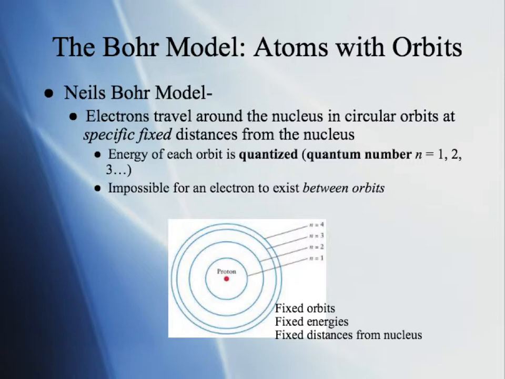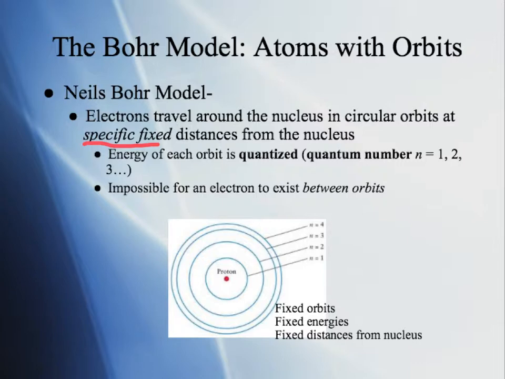And so what he hypothesized was that electrons travel around the nucleus in basically circular orbits, just like the planets travel around the sun in a very distinct circular orbit. In fact, he thought that electrons were at specific fixed distances from the nucleus. All right, and there were obviously different levels or different circular orbits.